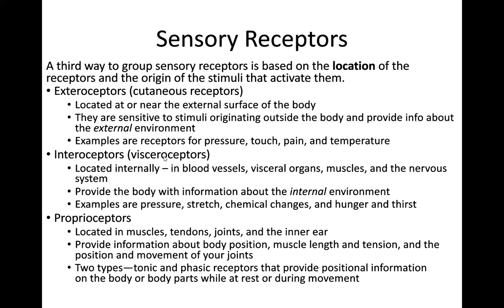Another term for interoceptors is visceroceptors because they're in our viscera. Places like our blood vessels, visceral organs like your stomach and intestines, bladder. Muscles even have visceroceptors or interoceptors, and your nervous system actually has them as well. And then proprioceptors are those that are located in muscles, tendons, joints, and our inner ear. They provide information about your body's position, the length and tension of your muscles, position and movement of your joints. There's two types, tonic and phasic, and we'll learn about what those terms mean in a little bit. But they provide positional information on the body or body parts while at rest or even during movement.